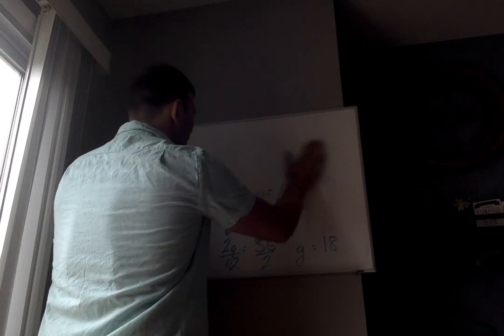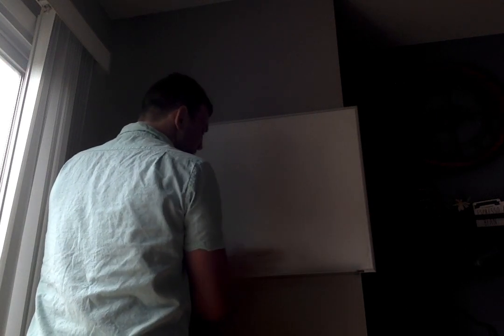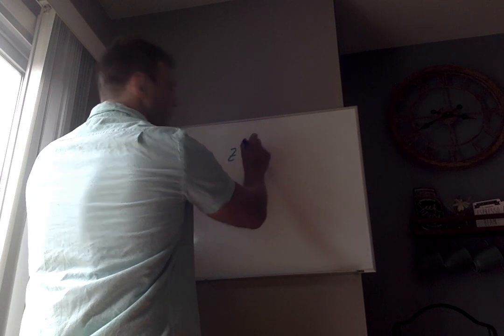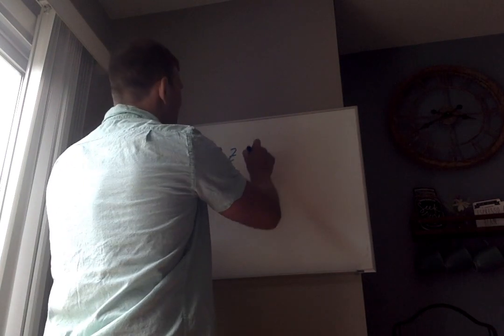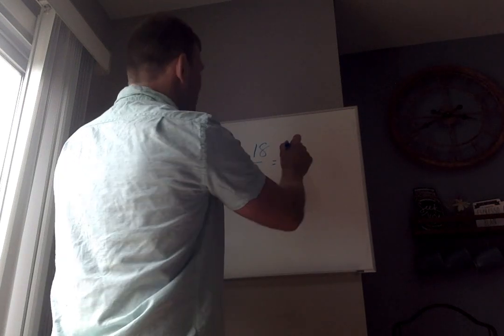Now the next problem I'm going to show you is pretty tricky, because I told you that you're going to have to follow SADMEP, which is order of operations backwards. But this one doesn't fall into that category. Let me show you. We have Z minus 18 divided by negative 1 equals negative 2.